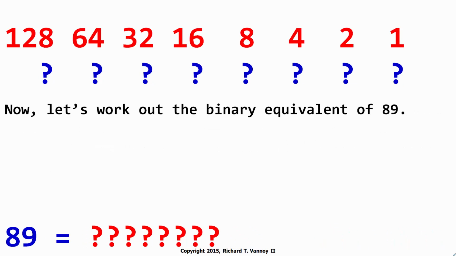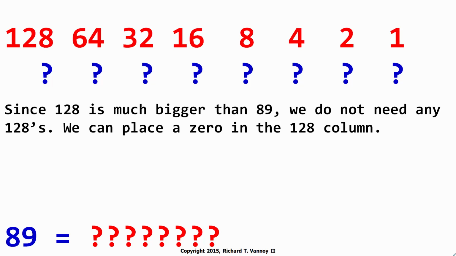Well, let's take a look at the number 89. Same idea, same concept. First, we're looking for the largest number that's less than or equal to 89. Well, the 128's too big. It's not less than. So the largest number that's less than 89 is 64. So we know that there's at least one 64, or there is one 64, in the number 89.